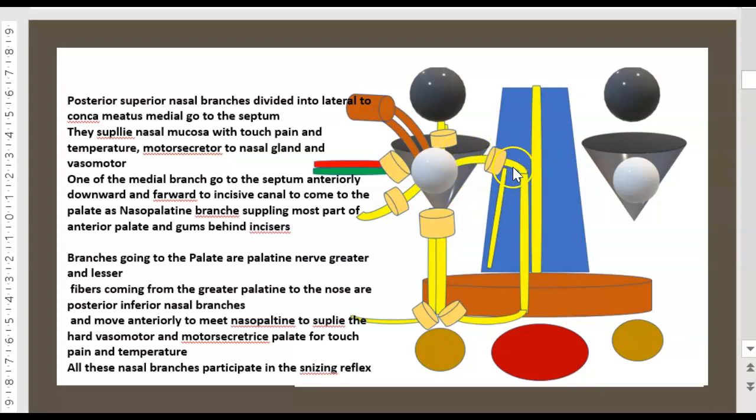Posterior nasal branches are divided into lateral and medial branches, to supply pain, touch, and temperature, vasomotor fibers and parasympathetic fibers for the mucosa. One of the medial branches goes to the septum, anterior, downward and forward to the incisive canal to come to the palate, as the nasopalatine nerve, supplying most of the anterior palate and the gum behind the incisors.